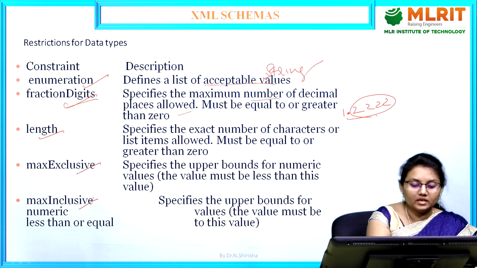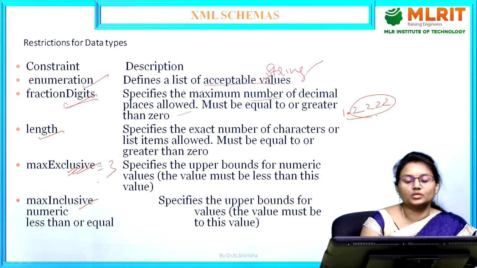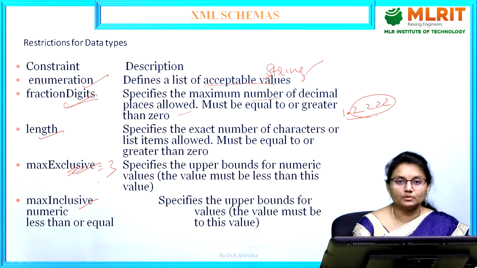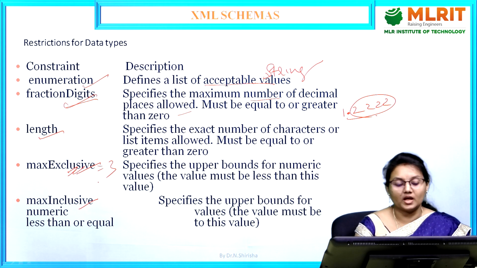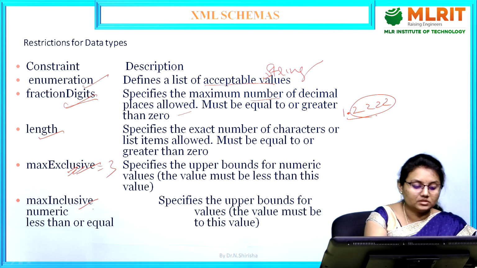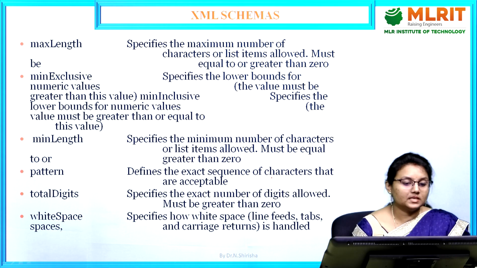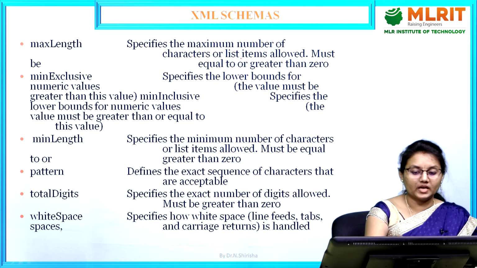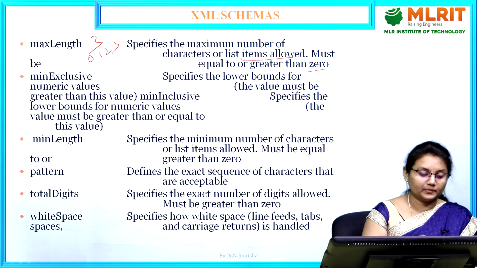Max exclusive, min inclusive. Max exclusive means the value must be less than this value. Suppose you are giving max exclusive as 3, then the possible values are 1, 2. Max inclusive means the number is less than or equal to this value. This is the upper bound. Max exclusive means less than that value. So, max length specifies the maximum number of characters or list of items that are allowed. It must be equal to or greater than 0. If maximum length is 3, then 0, 1, 2, 3 is okay.